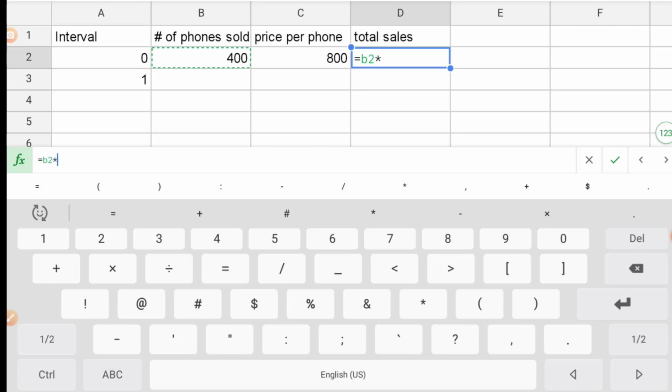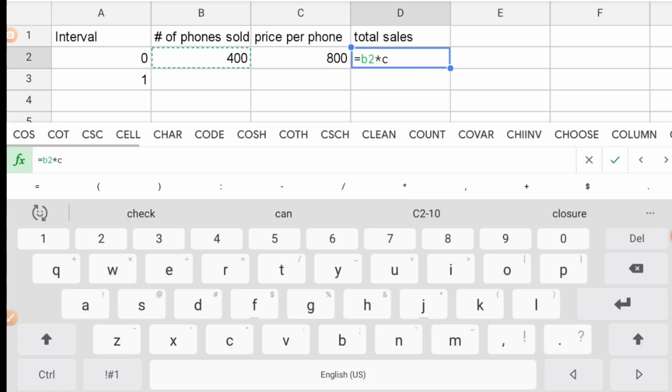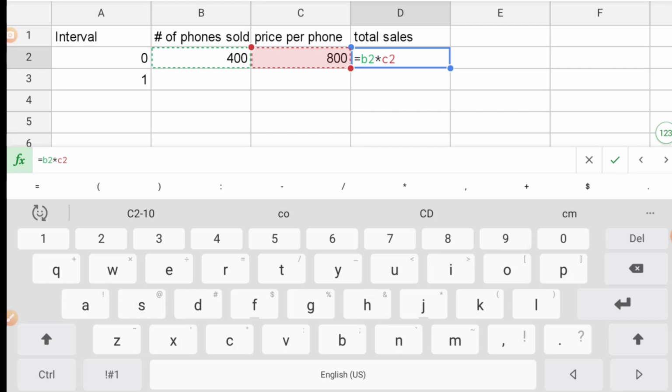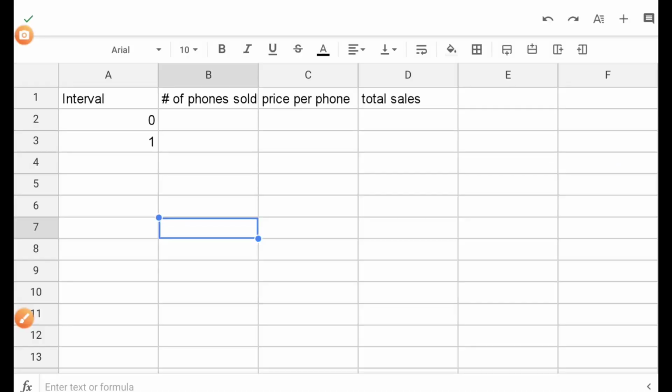by C2. So you see that? The green cell is the 400 and the C2 is that red-orange cell there. Okay? And then I'll press enter and it'll calculate it for me. All right, now I'm going to want to keep that rule going over and over again.